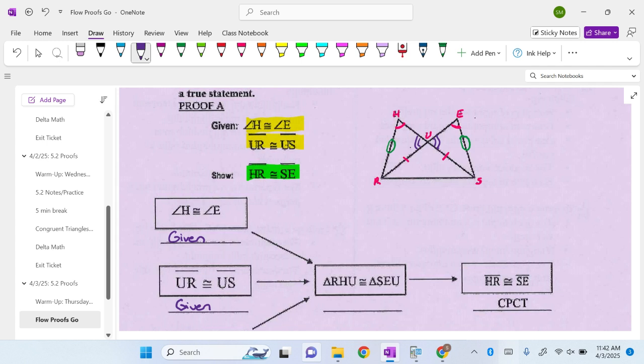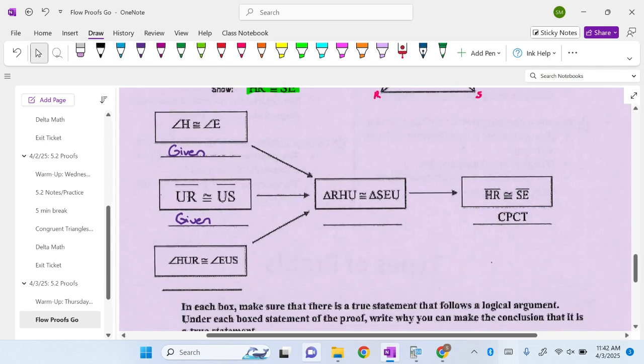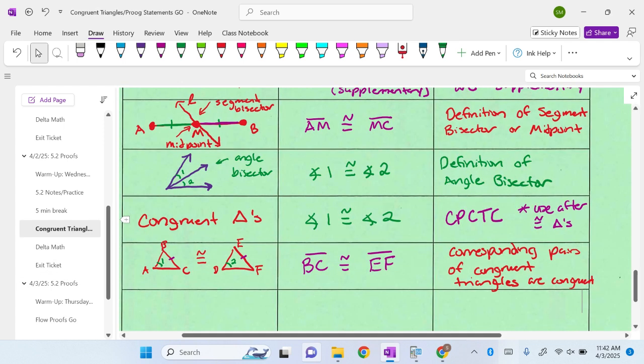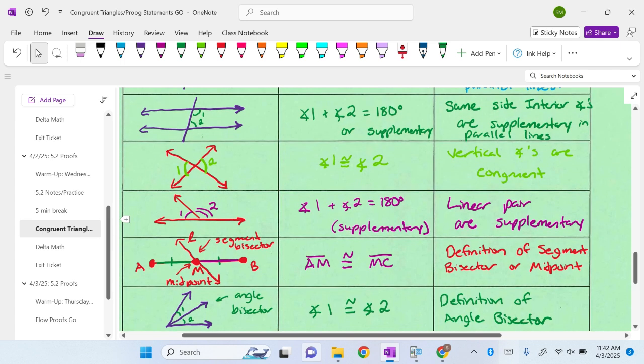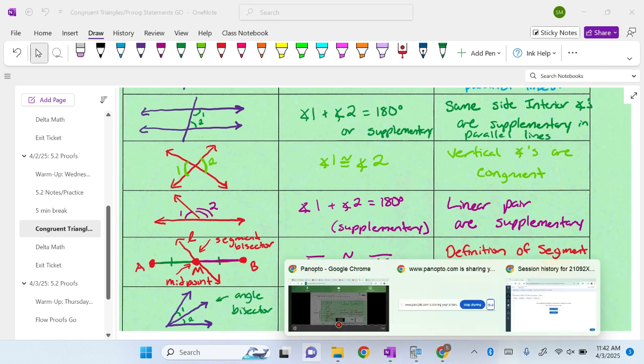So guys, literally look at the back of your graphic organizer. They already told us that they're congruent, but why are they congruent? They're vertical angles. So if we're looking at our green graphic organizer from yesterday, this one right here, the one that looks like angles with X's, they're called vertical angles are congruent. That's literally our reason for this.